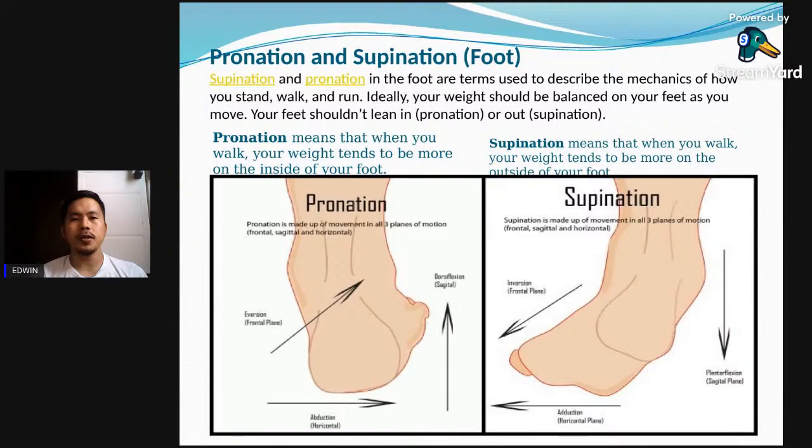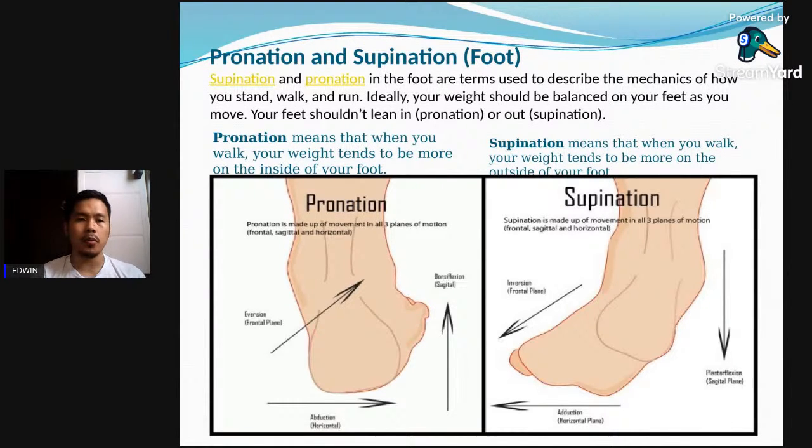Okay, pronation and supination for the foot. Supination and pronation in the foot are terms used to describe the mechanics of how you stand, walk, and run. Ideally, your weight should be balanced on your feet as you move. Your feet should not lean in, that is pronation, or lean out, that is supination.